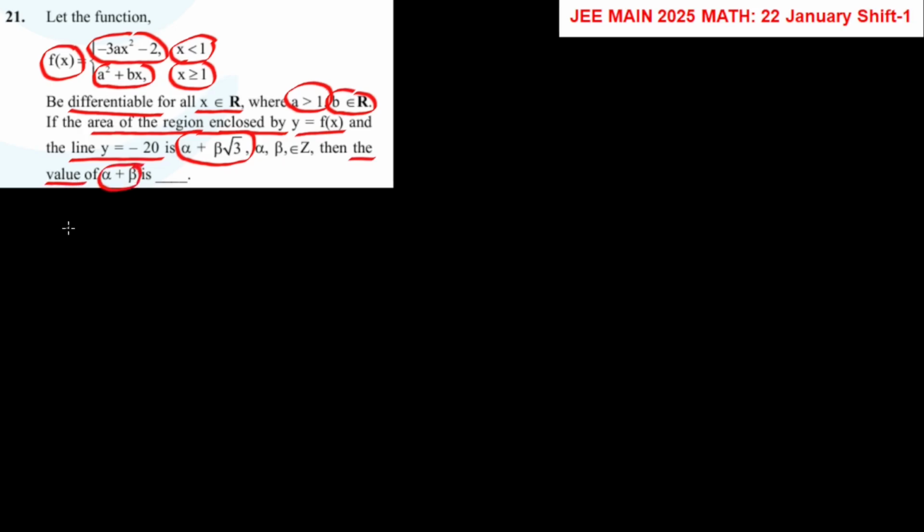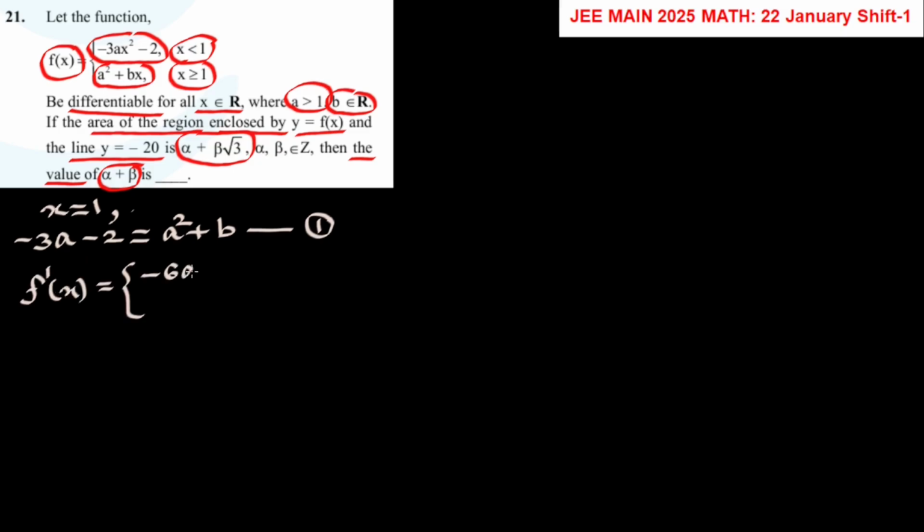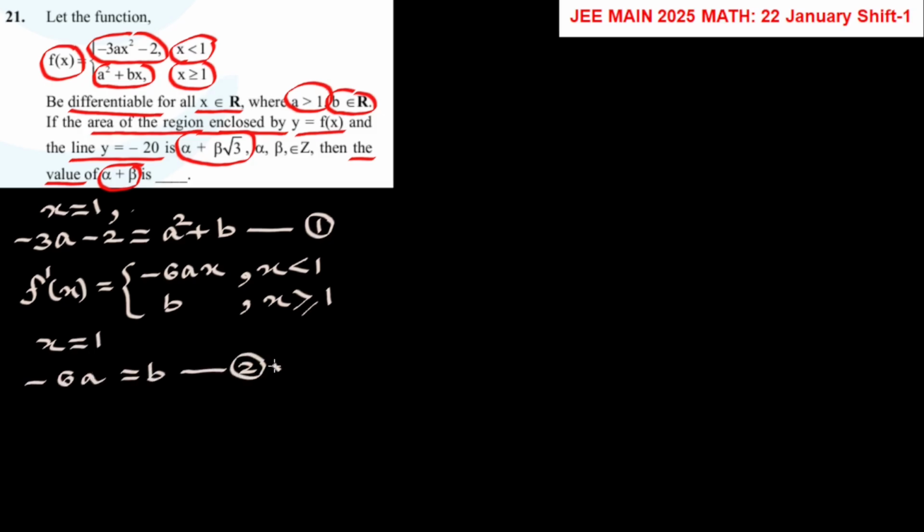alpha plus beta. Since f(x) is differentiable, it is continuous also at x equals 1. Minus 3a minus 2 equals a square plus b. We name this 1. Since f(x) is differentiable, we can differentiate it. f dash x equals minus 6ax for x less than 1, and b for x greater than or equal to 1. Again putting x equals 1, we get minus 6a equals b. We name this 2. Using this value of b in 1, minus 3a minus 2 equals a square minus 6a.